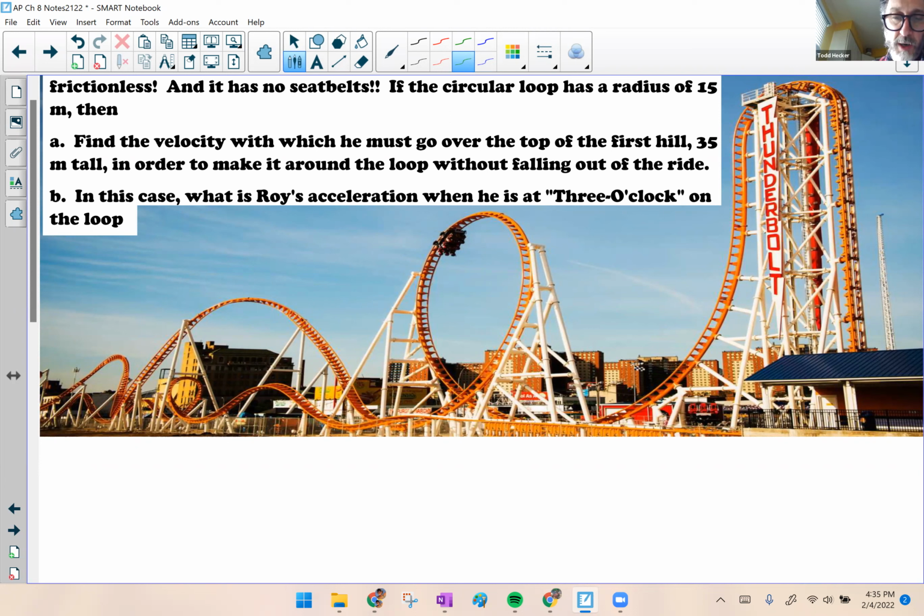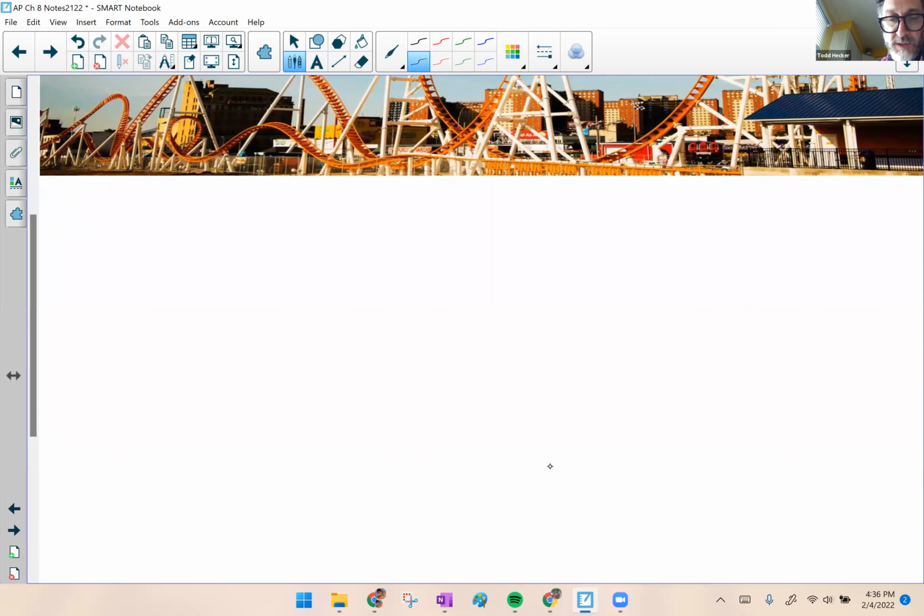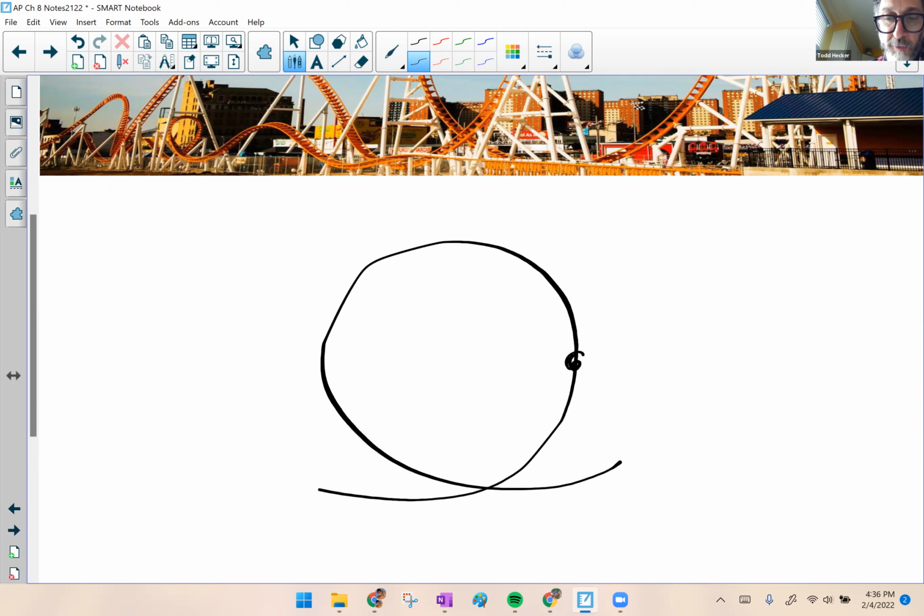If you imagine our loop being a clock face, then you'd have 12 o'clock, 3 o'clock, 6 o'clock, 9 o'clock. So 3 o'clock is over here. It wants to find the acceleration there. Now, you've got to be careful because there are two types of acceleration at that point on the loop. So let's go down. I want to make a new drawing again. So here's the loop. When you get to this point, there are two types of acceleration.